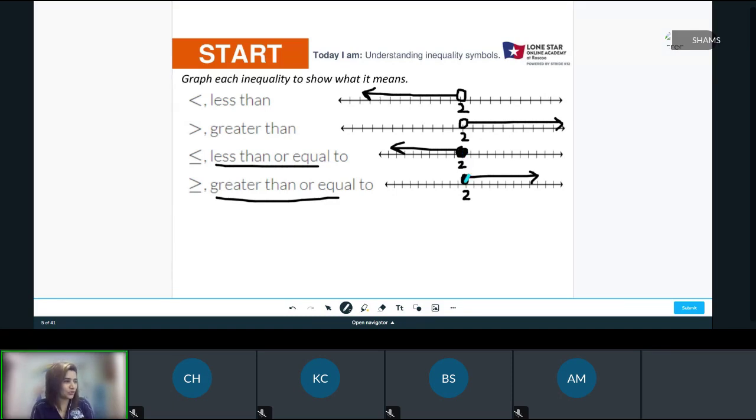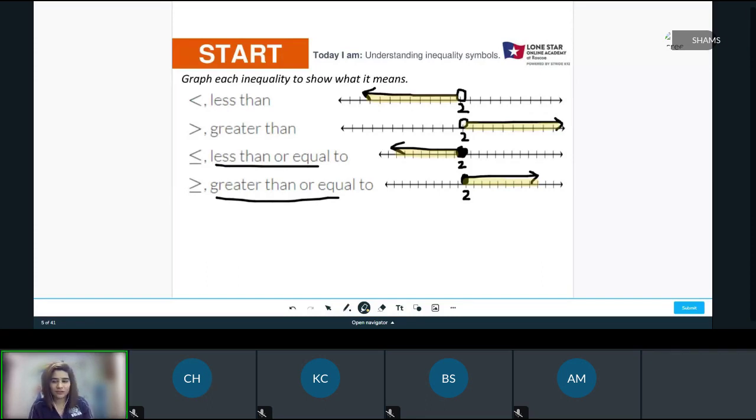Very good. So in these two, the 2 is included in the solution. In the top two, 2 will not be included, right? So in the top one, numbers only less than 2 are included. Second one, numbers only greater than 2 are included, not 2. But in the third one, 2 and everything less is included. Fourth one, 2 and everything greater is included. Does that make sense? That's why the shaded circles are the way they are, and unshaded ones do not include 2.